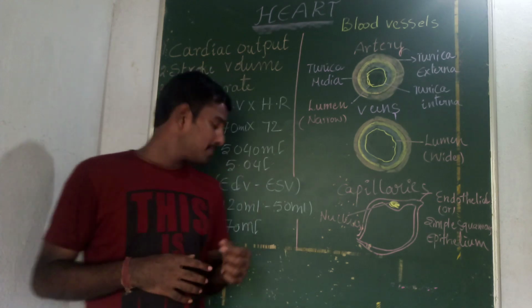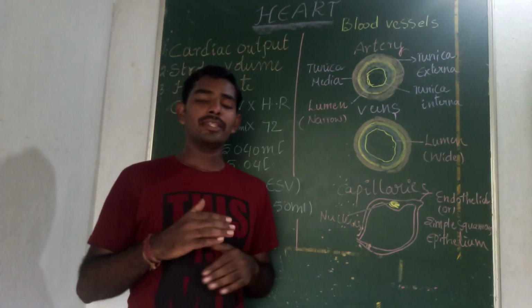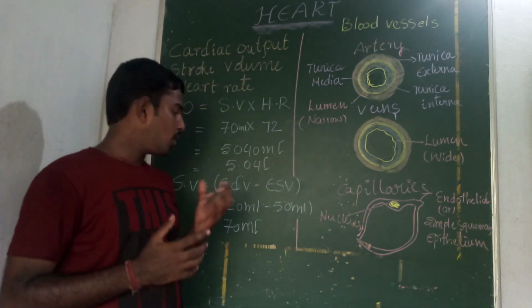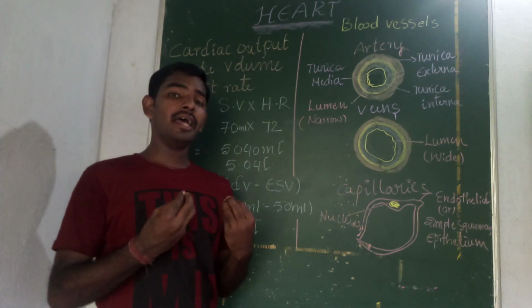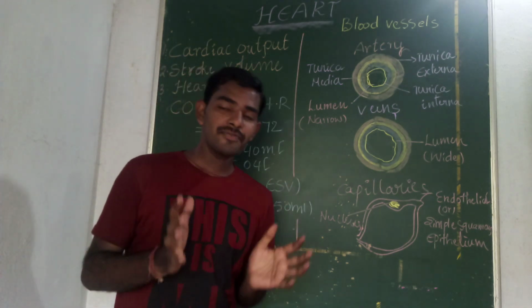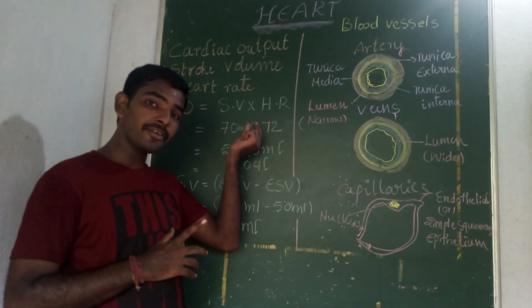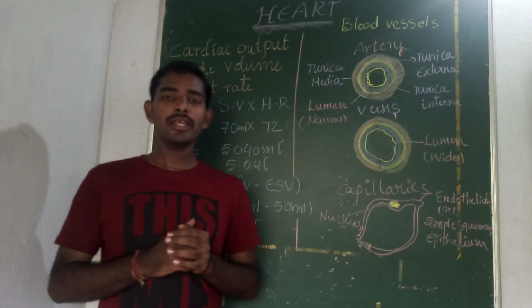Now let us see what stroke volume is. Stroke volume is end diastolic volume minus end systolic volume. After diastole, the amount of blood present in each ventricle is called the end diastolic volume. During the contraction phase of the ventricles, the amount of blood that moves from the ventricles to the pulmonary artery and the aorta is the stroke volume.